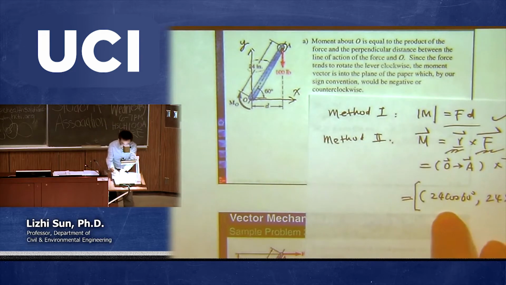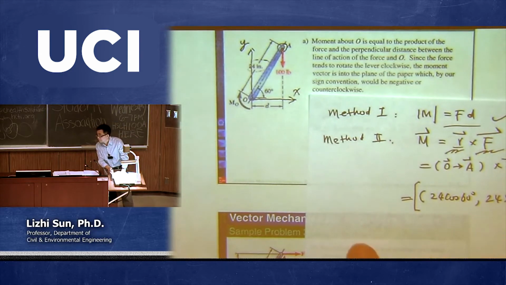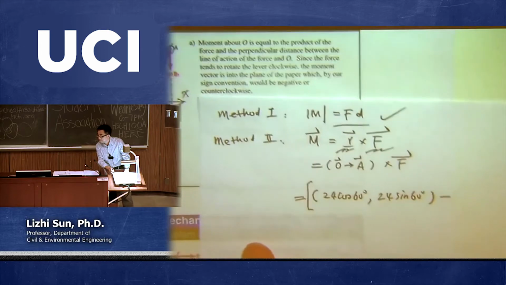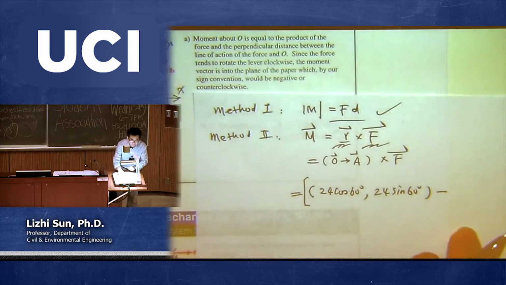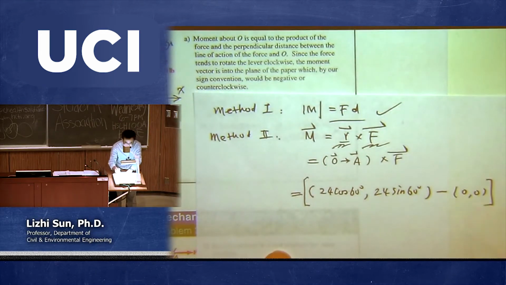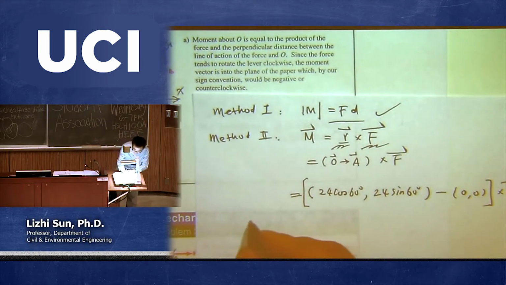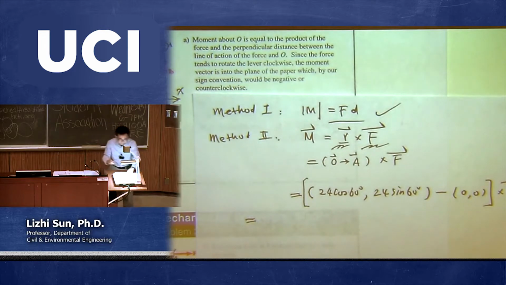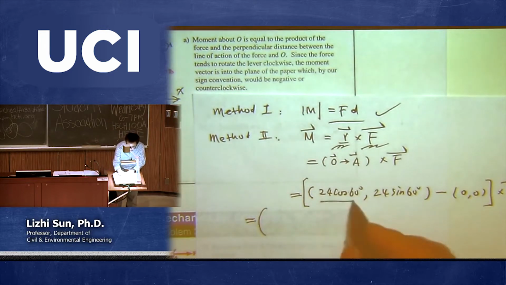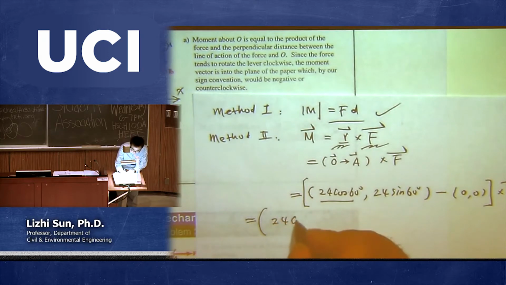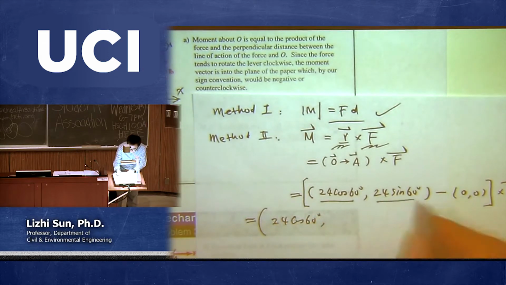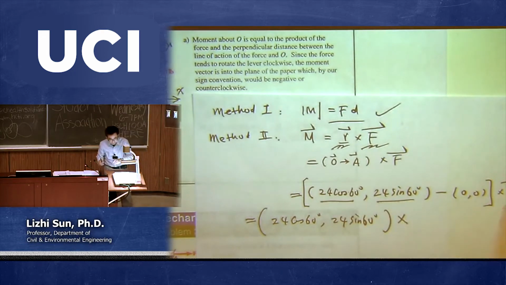That's the end point. Subtract the start point. The start point, that's point O, which is the origin. Well, that's 0, 0. That's easy, right? And then cross F. We're going to figure out F separately. So this one, subtract 0, is 24 cosine 60. And this one, subtract 0, is 24 sine 60. And then cross F. Now let's talk about force F.